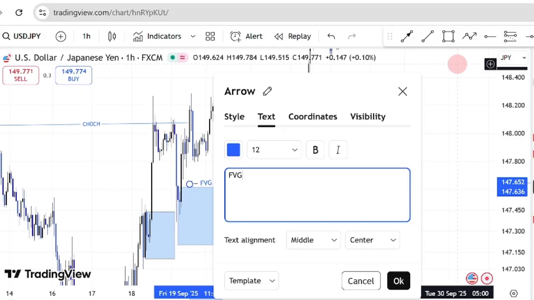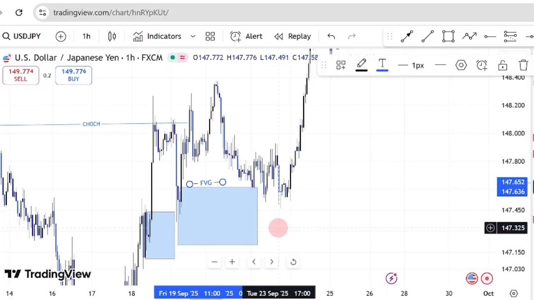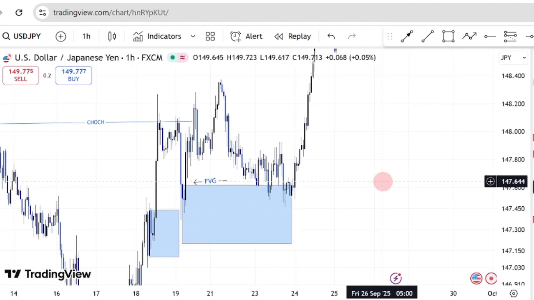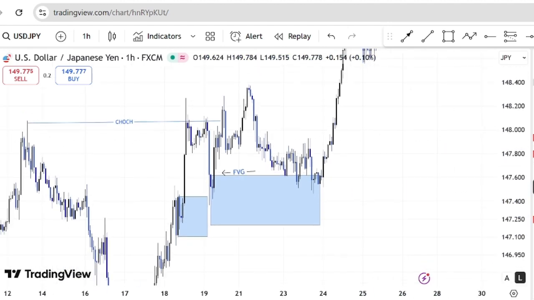That was our fair value gap sitting there. So I pull this demand zone this way. I put this demand zone this way, and it was what? A 1:3 trade.